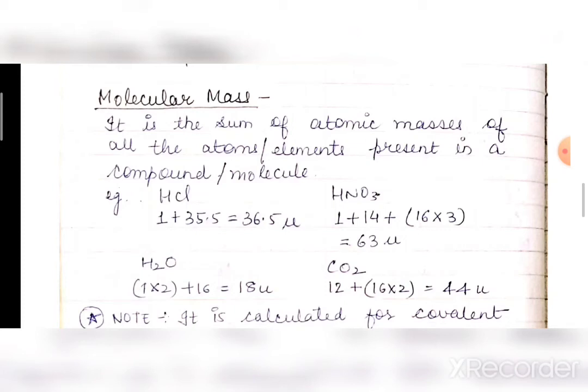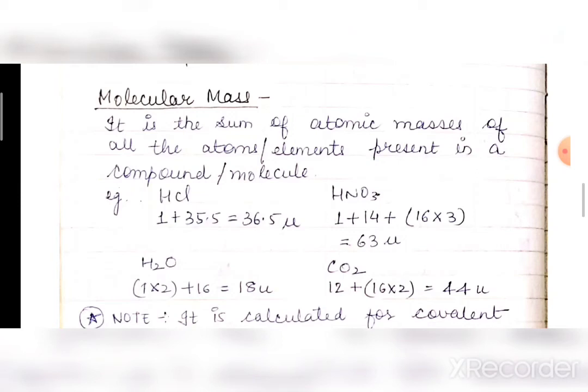For example, in HCl, hydrogen mass is 1, chlorine mass is 35.5. So total will be 36.5. So the HCl molecule is having mass 36.5 U. U stands for unified mass.